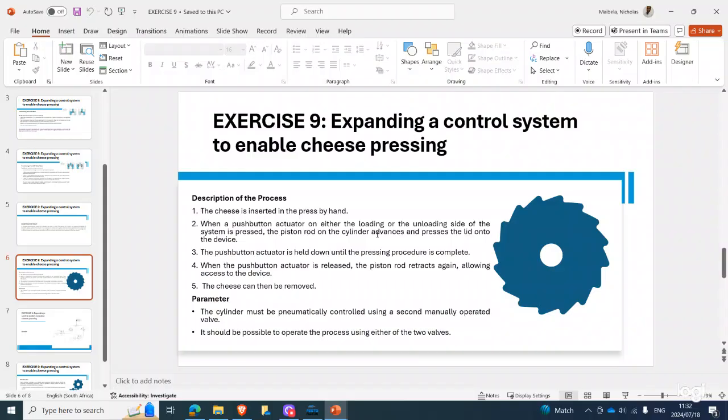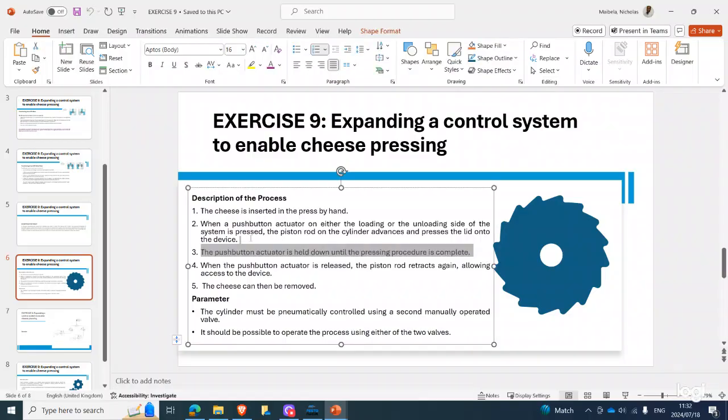So now you know that I'll be using a normally closed 3-way valve, right? And then it presses the lead onto the device, right? And then they're saying when the push button actuator is held down up until the procedure is complete. So this statement tells us we're not using a side actuator, instead we're using a normal push button, right? And they're saying when the push button actuator is released, the piston rod retracts, allowing access to the device for the cheese to be removed, right?